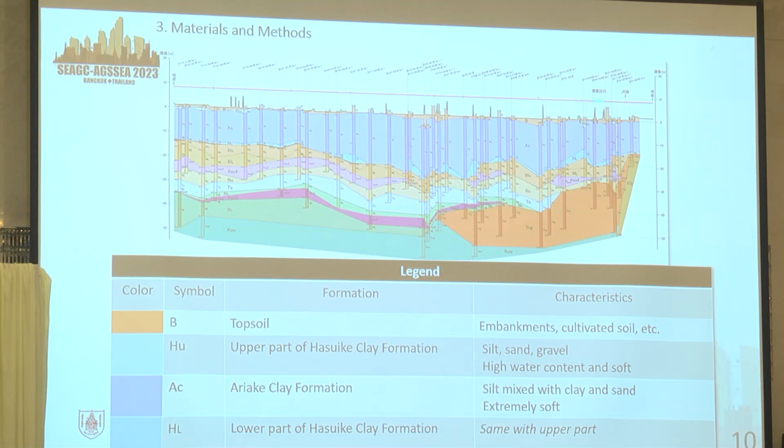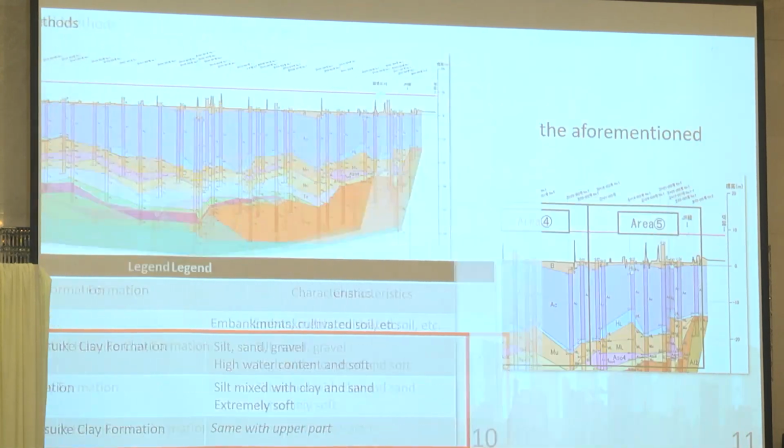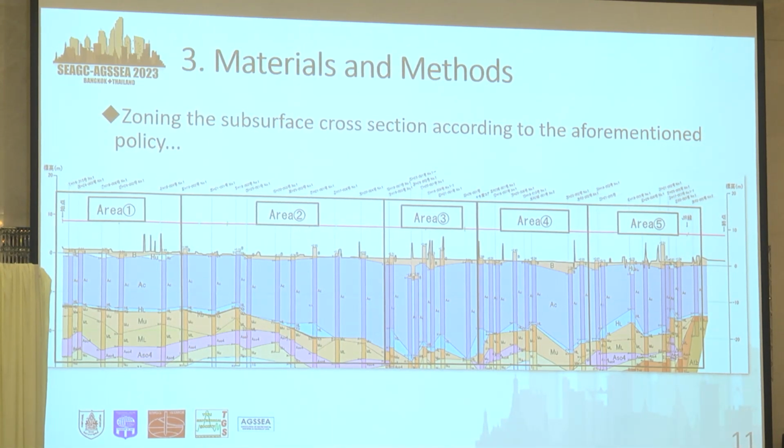And this figure shows the cross-section of the strata of the proposed Fukudomi-Kashima Road construction site. We will discuss the 2 formations that are subject of the study. The upper part and the lower part of the Hasiki Clay Formation consist of the silt, sand, gravel, and high water content and soft. And the Ariake Clay Formation contains the silt mixed with clay and sand. It's also extremely soft. This figure shows the previous figure zoned according to the aforementioned policy. Note that the Hasiki Clay Formation and Ariake Clay Formation, which are the subject of the study, are mainly indicated hereafter.